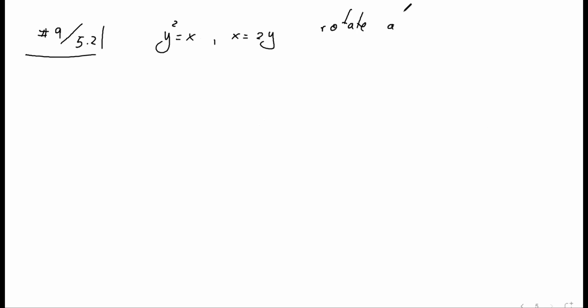All right, and finally, today I'm going to do another problem that is slightly different from the ones we did up to this point, in the sense that we rotate things above the y-axis. So number 9 of section 5.2. So we got y squared equals x and x equals 2y, and we rotate above the y-axis. And as I told you, I could represent this picture, but I'm not.